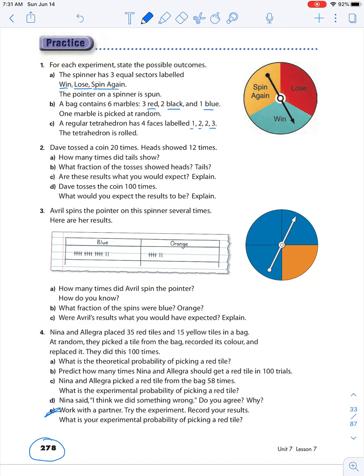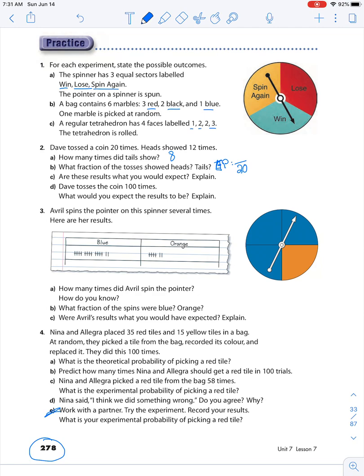Next, Dave tosses a coin 20 times. Heads is shown 12 times. How many times did tails show? Okay, well, we know that tails showed 8, right? Next, what fraction of tosses showed heads and then what showed tails? Okay, so this is the same thing as theoretical probability. Oh no, wait, sorry, that's not. This is experimental probability because this is how many times it was actually the case.